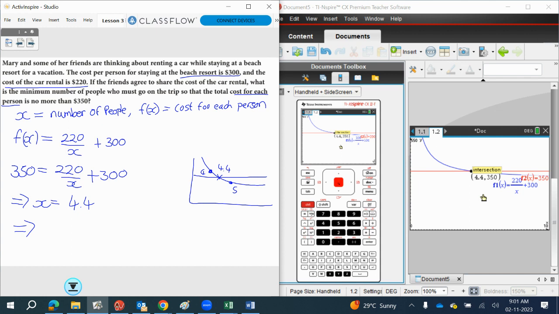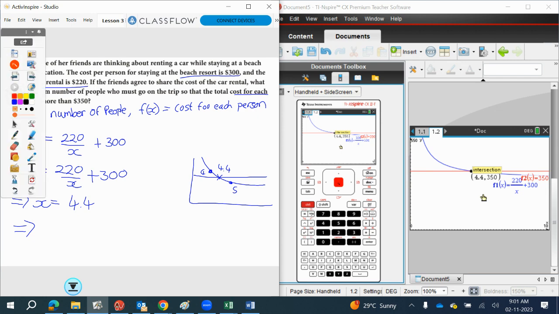Read the question. The minimum number of people who must go so that the total cost for each person is no more than $350. So we want it to be no more than $350. We need to be in this zone. I think it should be green. We need to be here in this part of the graph. It's not acceptable to be in this part of the graph because then the cost per person is more than $350. The cost for 4 people is more.